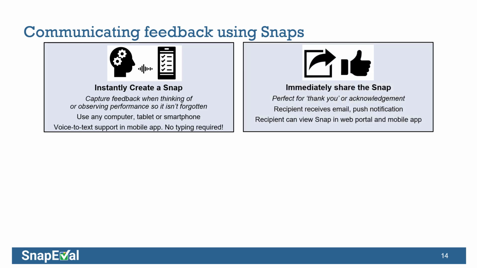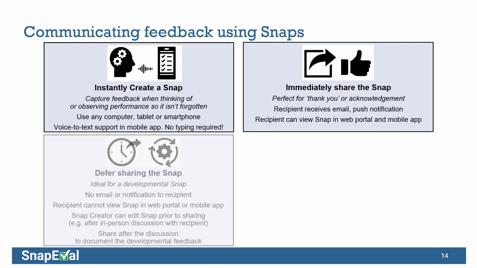As you're submitting the snap, you have options as to how you're going to share that snap with the employee. The first choice would be to immediately share that snap. This means that they're going to receive the snap via email, they're going to get a push notification to their smartphone if they have the SnapEval mobile app installed, and they can view that snap in the SnapEval web portal or in the mobile app. So they'll see the details of the snap that you've captured for them. This is perfect for a thank you or an acknowledgement for a job well done, because the recipient's going to receive this feedback electronically immediately.